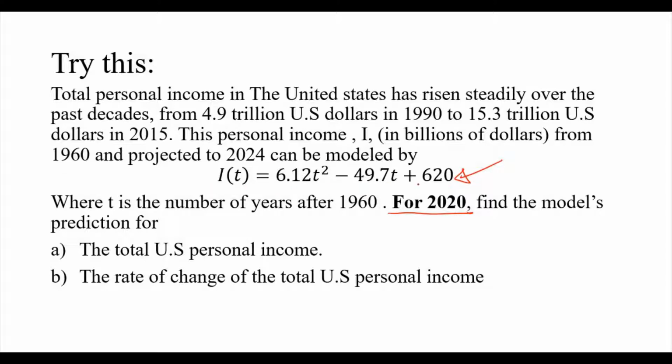Then to find the rate of change of the total U.S. personal income, you're going to find the derivative of I(t) using the derivative rules that we learned before. If you're confused by t, replace t by x and you will be good to go. Then you're going to plug the number of years from 1960 to 2020 that you counted into the derivative, I'(t), and find the answer to the second part of the question. So let's see that in the next slide.